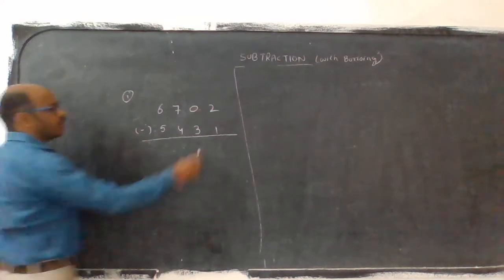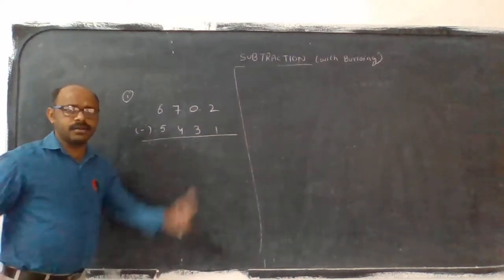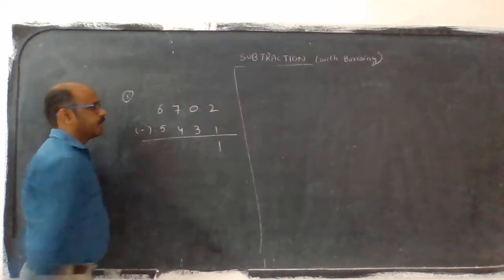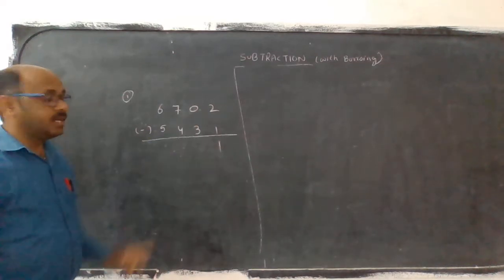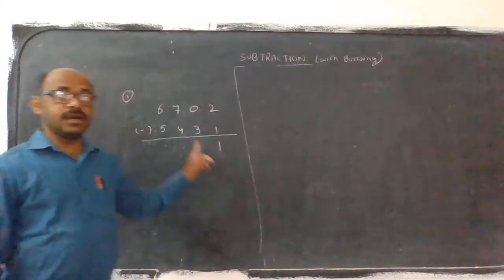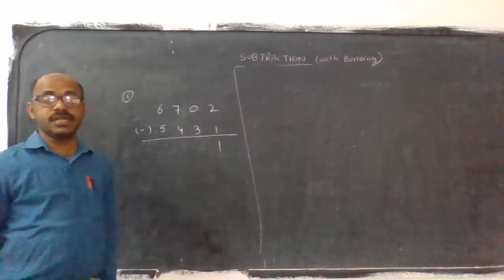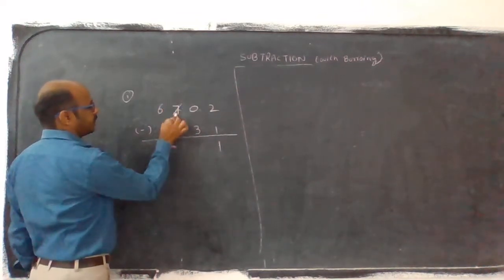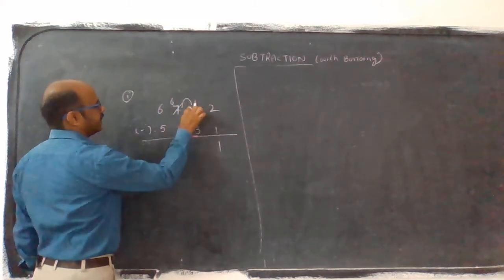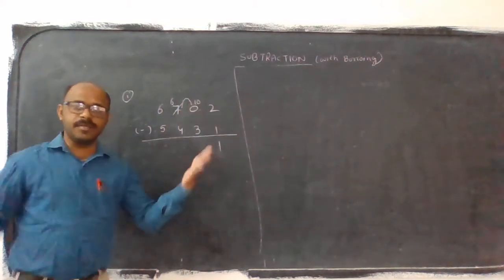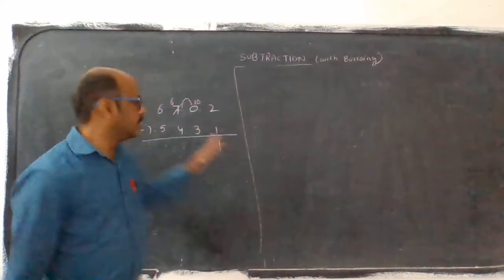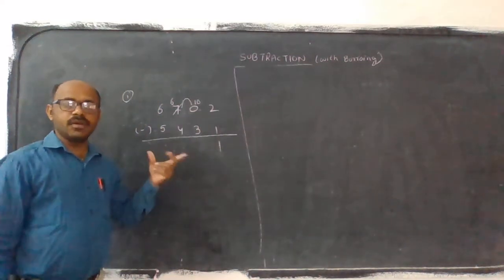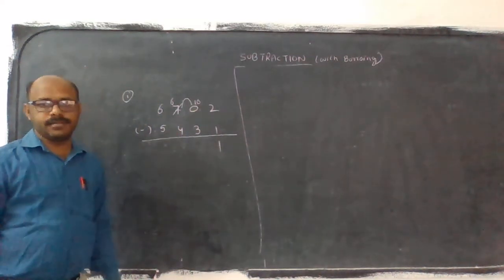Here, now from 2 we can remove 1. 2 minus 1 is 1. See here, it is 0, we can't remove 3 from the 0. So we take a borrow from the number, 7 becomes a 6, then 10. Here 10 plus 0 is 10 only. Then I write directly 10.